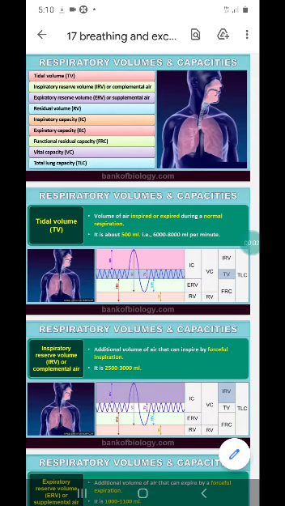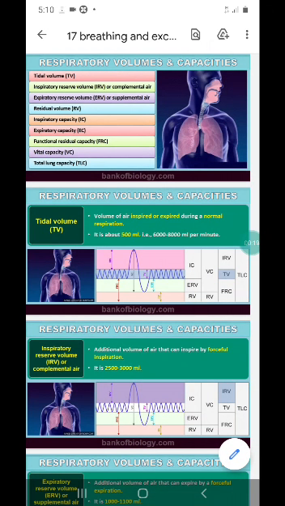Welcome back, children. Next we are going to see some capacities and volumes related to the lungs. This is a very important analysis for detecting any problems in the respiratory system.